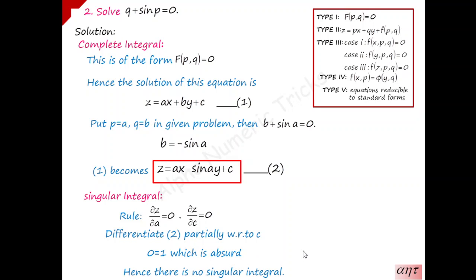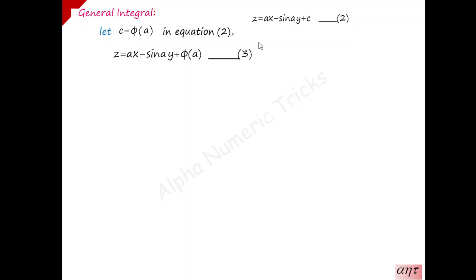Now we have to find the general integral. As usual, you write one constant as a function of another one and substitute in equation 2. What is equation 2? z = ax - (sin a)y + c. Equation 2 is the complete integral. Here you replace c = φ(a). Then the equation becomes z = ax - (sin a)y + φ(a). Number that equation as 3.